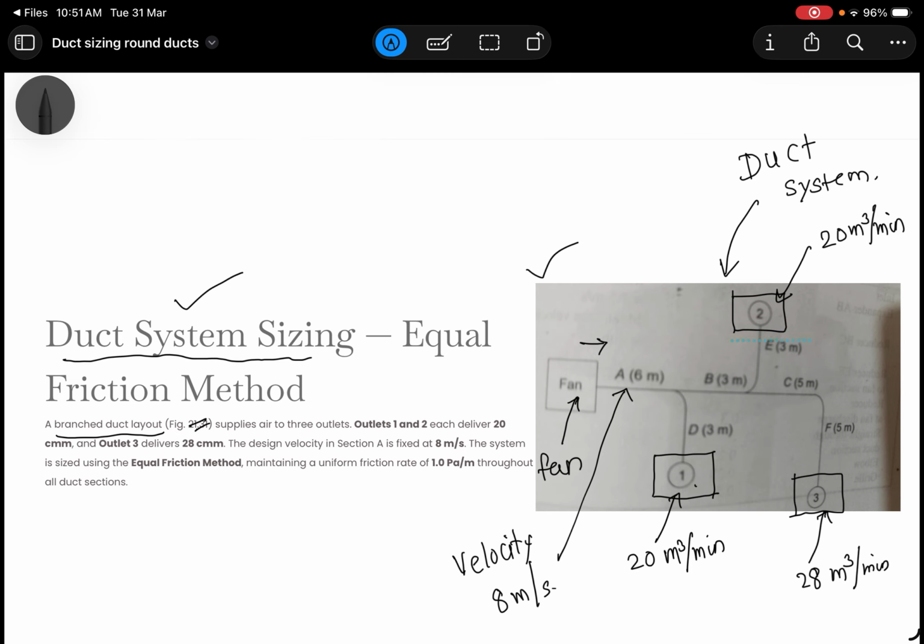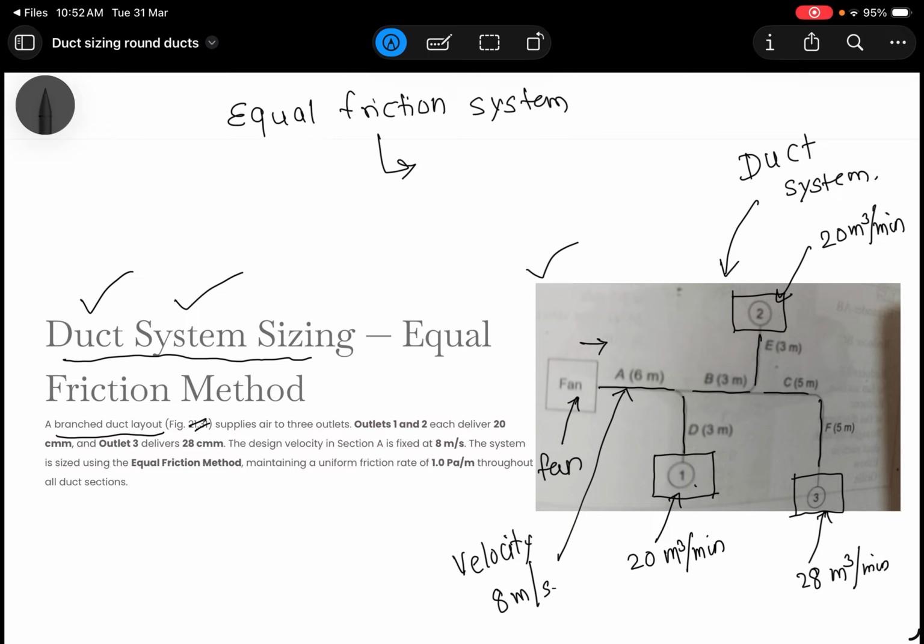So when you say you want to size this duct, what you mean is you are supposed to find the diameter of each of these ducts. That is the meaning of sizing of the duct. When we say we are following the equal friction method, what we assume is that the friction per meter is to be maintained the same throughout this ducting system.